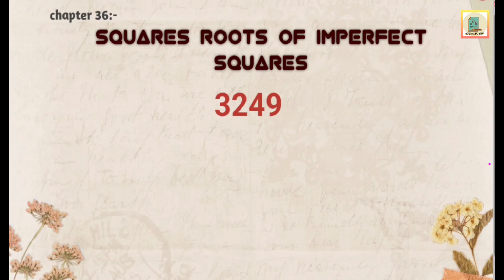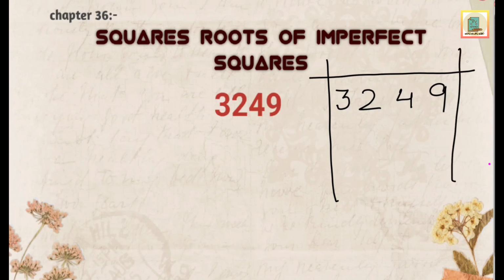Now let's start arranging the digits. So we'll write 3, 2, 4, 9 over here. Now, in this part we will write the answer and here we will take the divisor. Now, first of all, we'll arrange the digits in pairs starting from the right. So, here we get two pairs, 32 and 49. Now, let's take the pair of 32. So, now in order to find out the divisor, first of all, we'll take the number whose square is near to 32. So, let's find out.